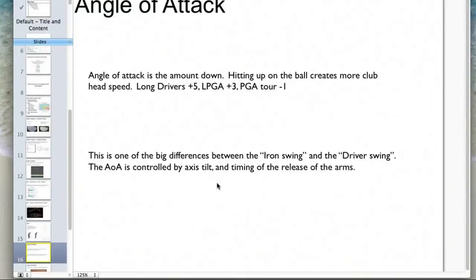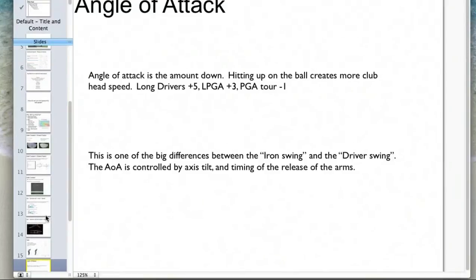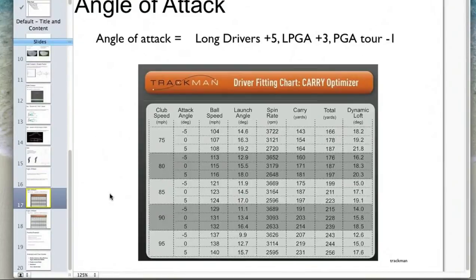And we talk a good bit about the differences between this ideal iron and ideal driver swing. But for the purpose of maximizing your club head speed, I'm going to show you how important getting this positive angle of attack is. So here's a quick little chart from TrackMan that shows different club head speeds. Remember, that's the thing that we always start with. And then just creating different angles of attack, which create different launch characteristics. What does that do to total distance?